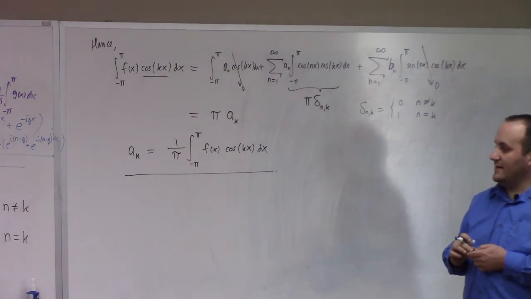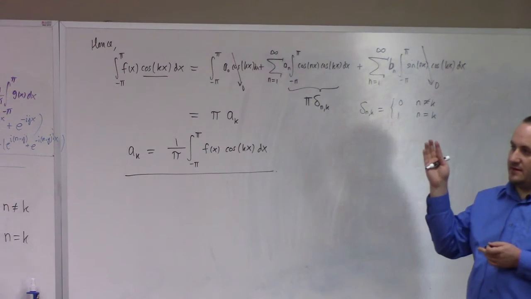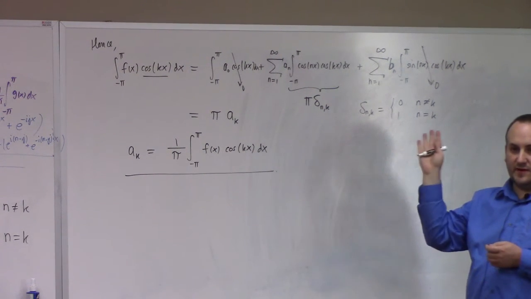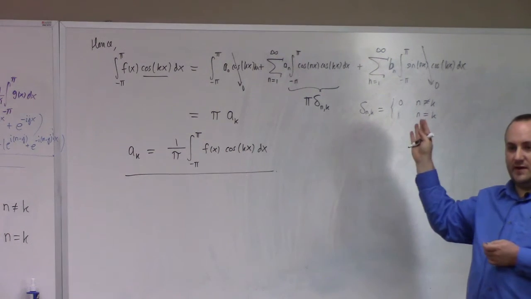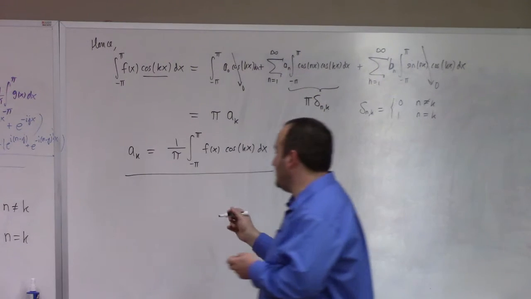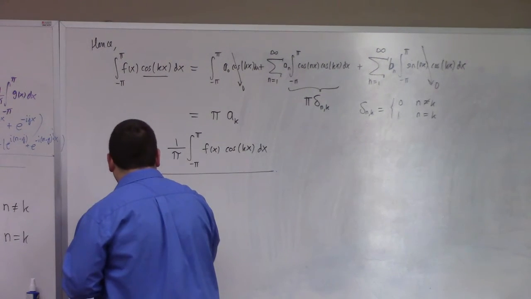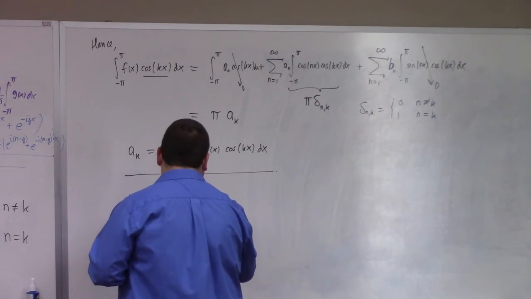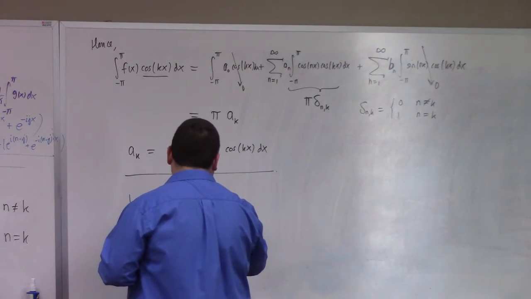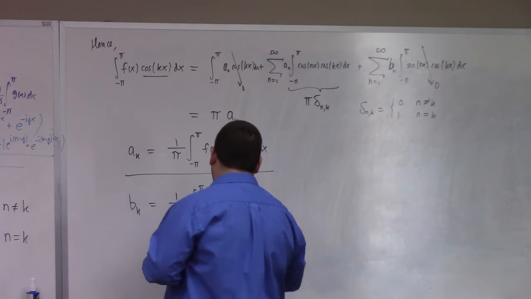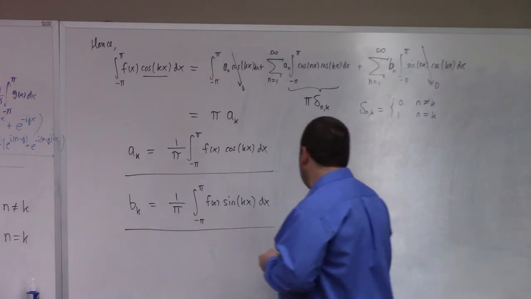Through a nearly identical calculation, if you multiply the Fourier series by sine of kx, what happens? The cosine terms drop out, and you just pick up the n equals k part and the sine coefficient. So we get the same formula for the b sub k. B sub k, 1 over pi, integral from minus pi to pi, f of x, sine of kx. So these are the so-called Fourier integrals.